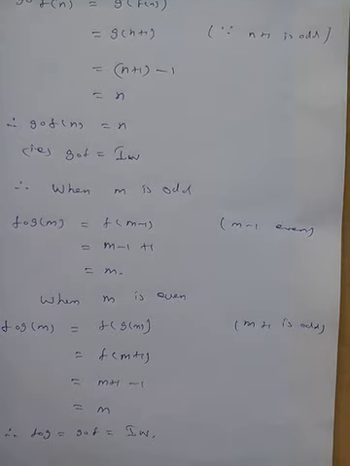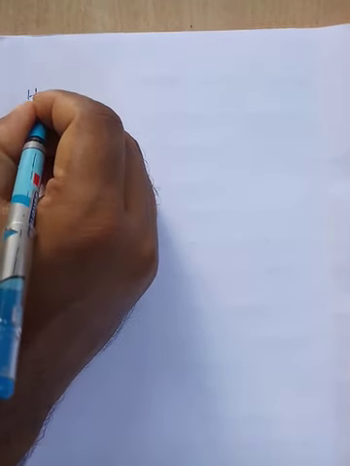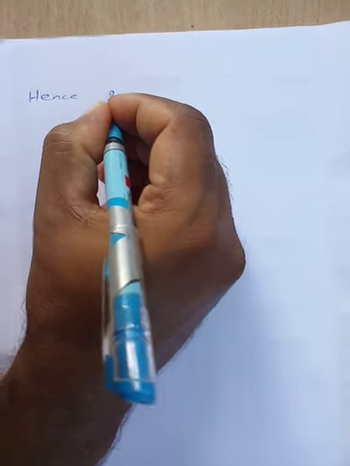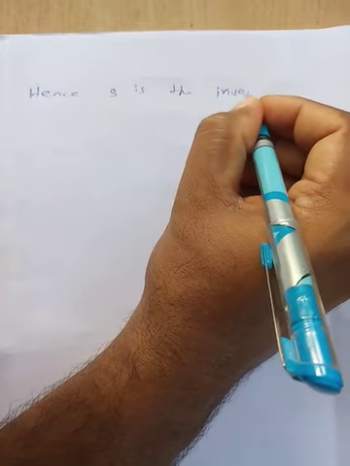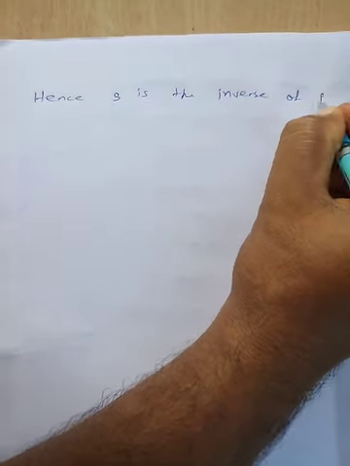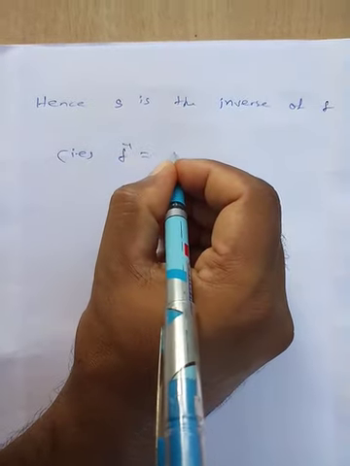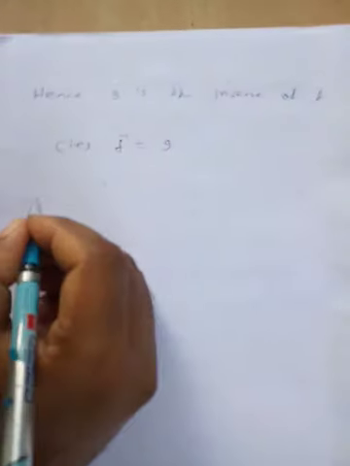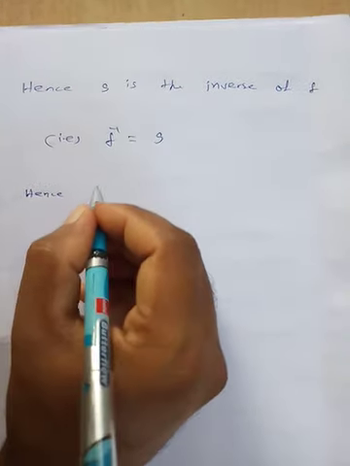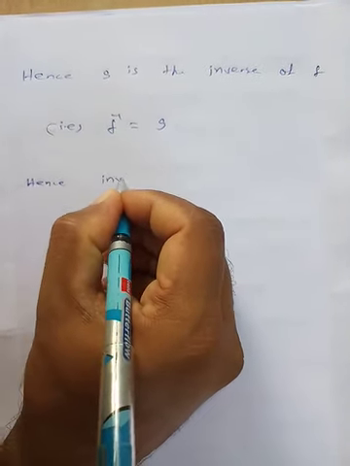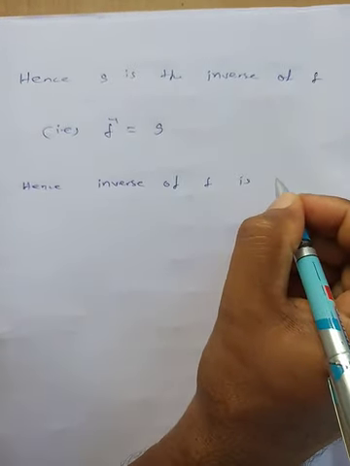Now find the f inverse. Hence, g is the inverse of f, that is, f inverse equals g. Here g is also the same function. Hence, the inverse of f is f itself.